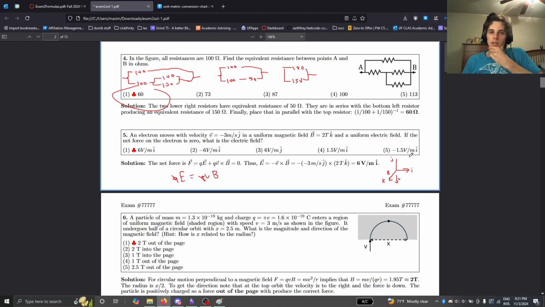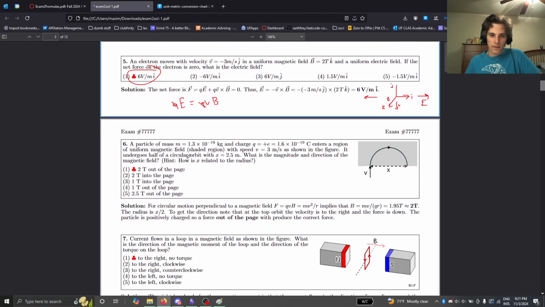Okay, so the electron is currently being forced to the right, so the electric field needs to force it the other way. You might think, oh, it's negative i. Remember that in an electric field, the negative particles oppose the direction of the field. So if the electric field is pointed in this direction, the electron will actually be forced to the left. So hence positive i.